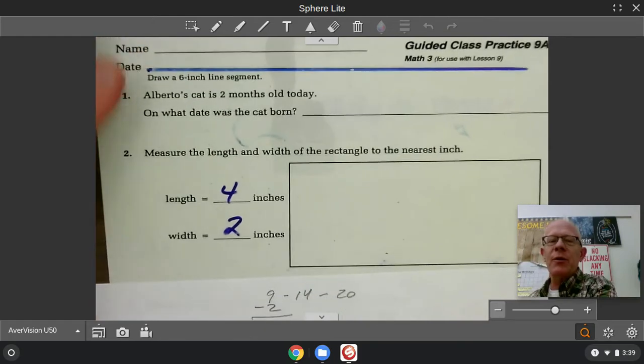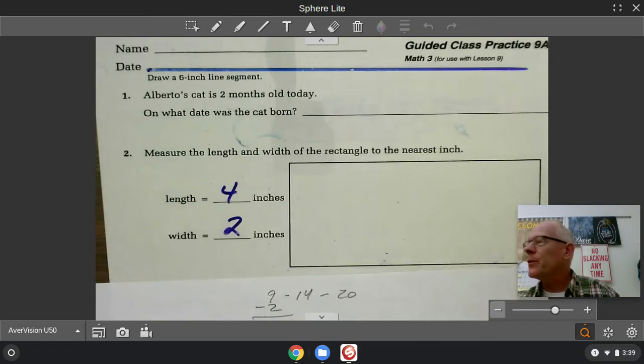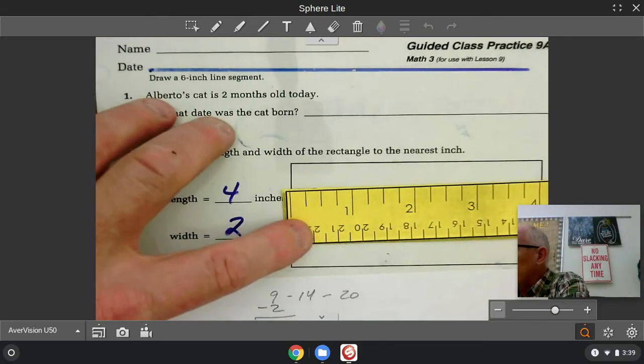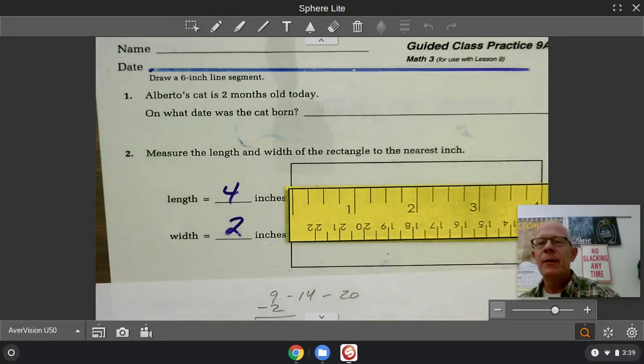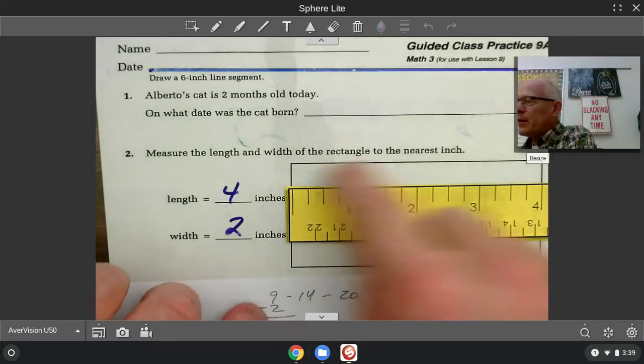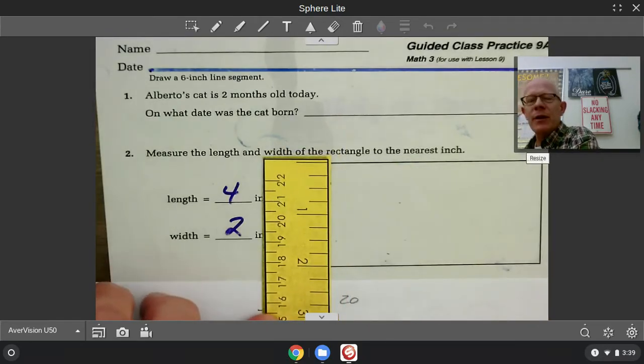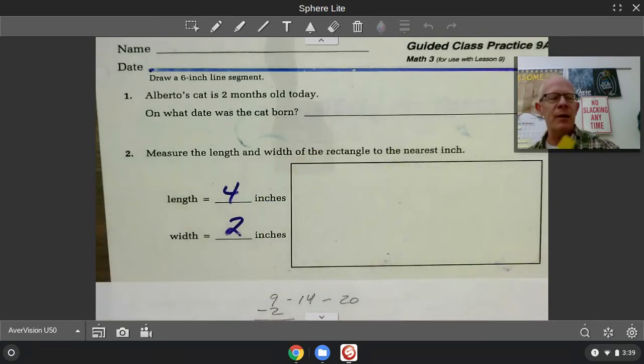This says measure the length and width of the rectangle to the nearest inch. So that's what I'm going to do using my ruler. I already did it. Well, the length, as you can see, is 4 inches, right? If I move myself, you can see it, 4 inches. That means this line and this line are 4 inches. And then the width is what? 2 inches. And that's what I wrote there. 4 inches and 2 inches. Next one.